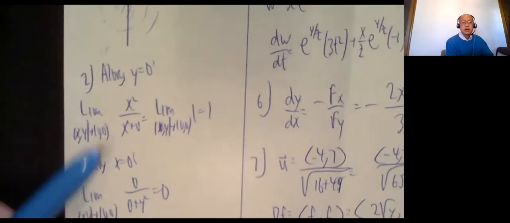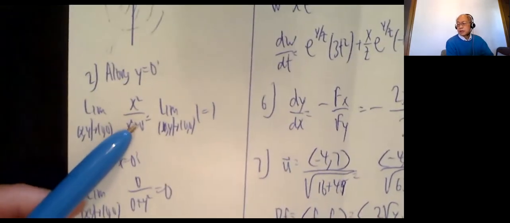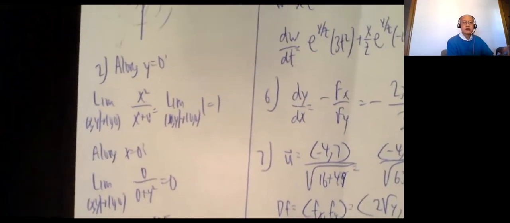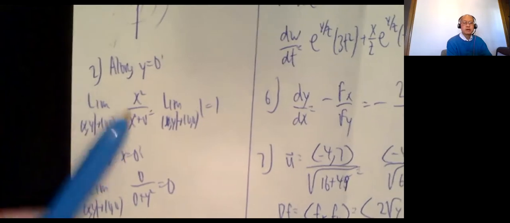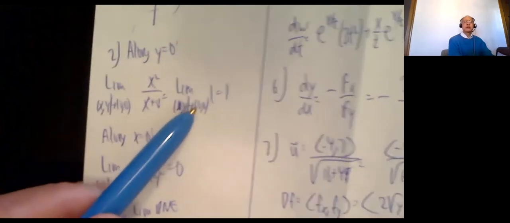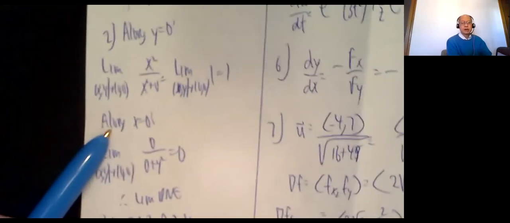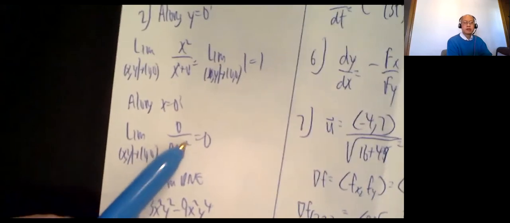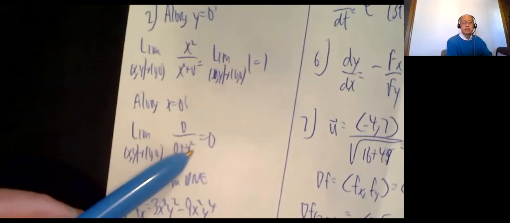Number 2, show that the limit doesn't exist. Pick two paths. Along y equals 0, the limit as (x, y) approaches (0, 0) of x squared over x squared plus y squared is x squared over x squared, which is 1. So the limit is 1. But if I come along x equals 0, I get 0 over 0 plus y squared, which is 0. I get two different limits along two different paths. Therefore, the limit doesn't exist.